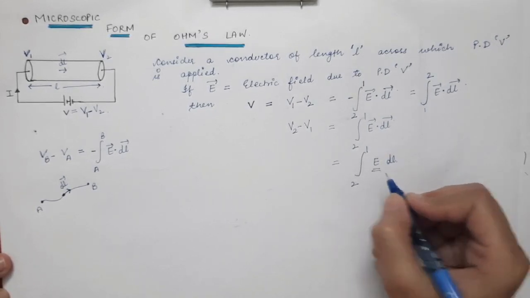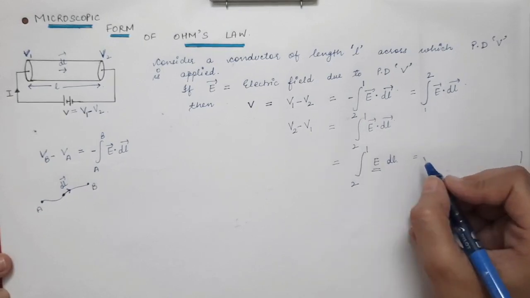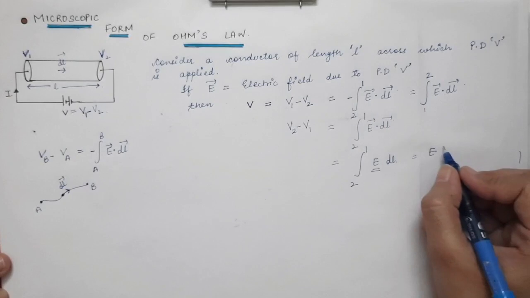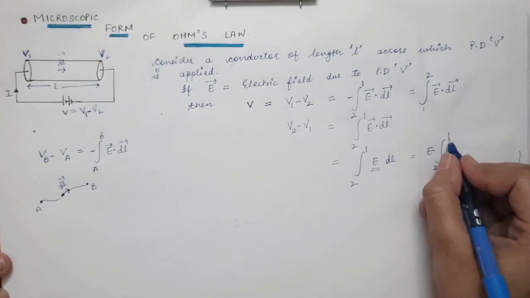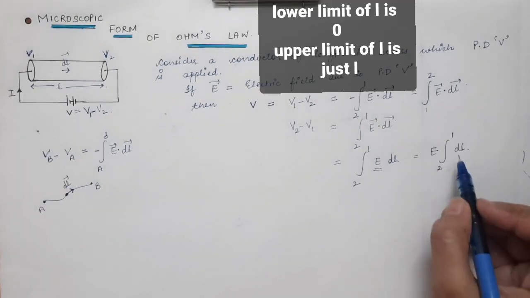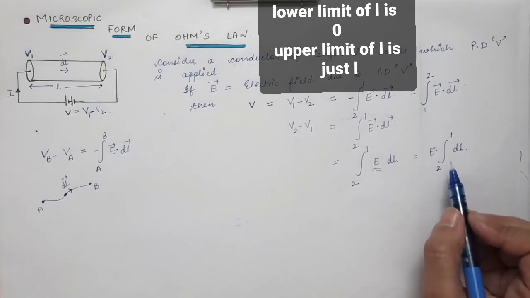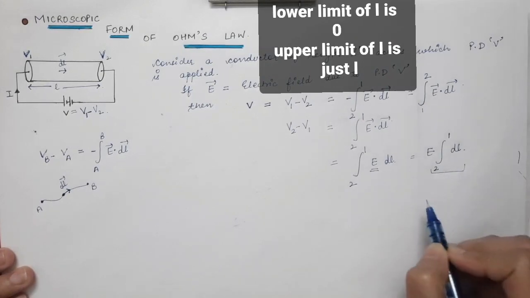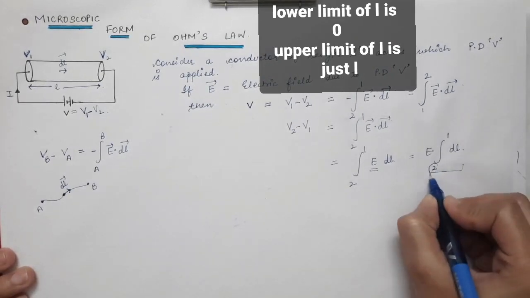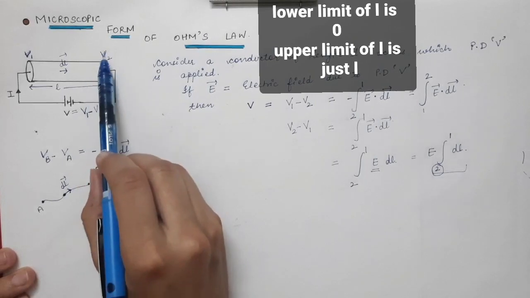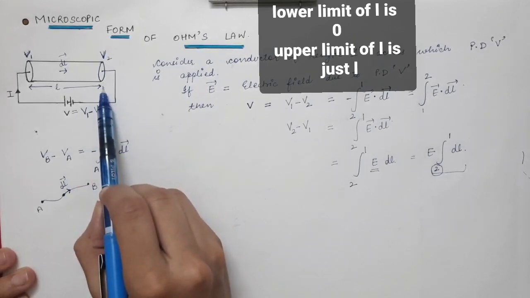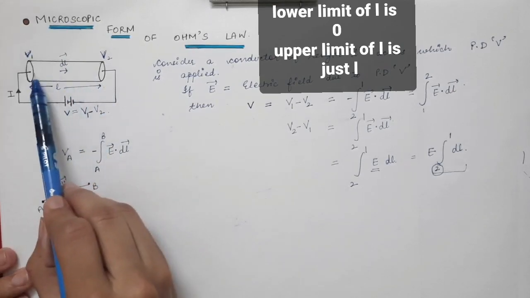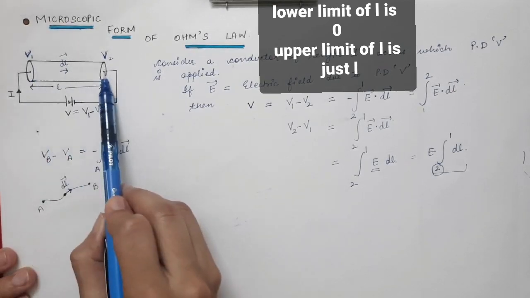Now this E is constant. As we have said that the magnitude of the electric field is constant, it can be taken outside the integral, and you will have the integral from 2 to 1 with DL inside. Now what will be the solution of this integral? At the second end, what is the length of the conductor we have supposed? Now this is the DL vector. We are moving from this point to this point.